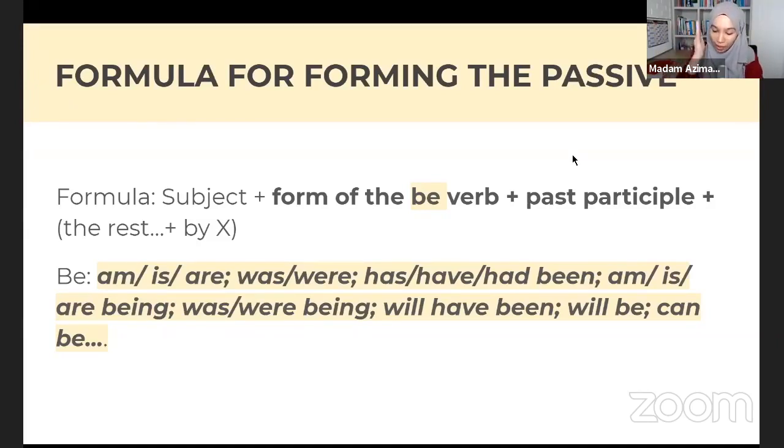So let's do it again. The formula to form a passive voice: subject first. Subject needs to go first, and subject is a noun. It can be a noun phrase, remember, or pronoun. We talked about the concepts. After that, we have any form of the be verb, any of them, depending on the tense. Any of them, right? I said so many. And then past participle. And then the rest of the sentence. Okay, so that is our formula.